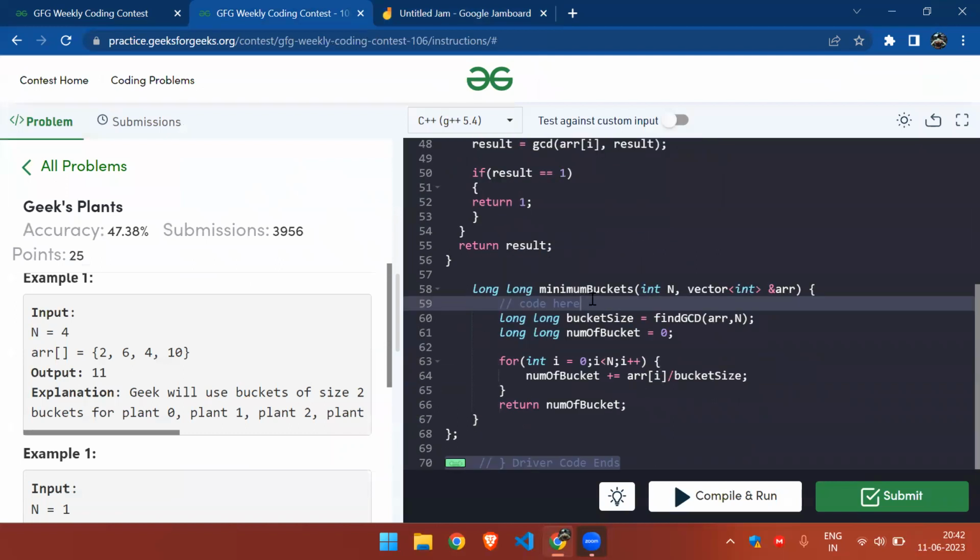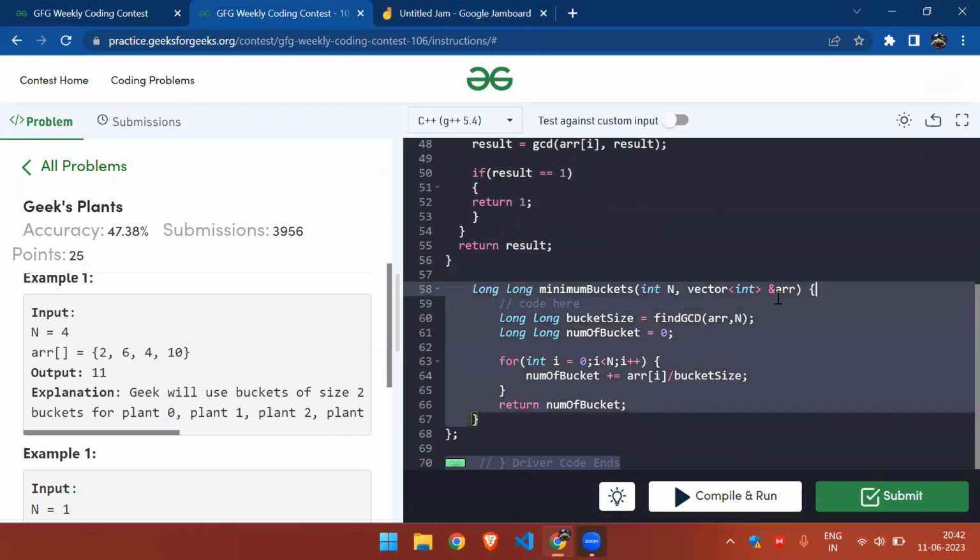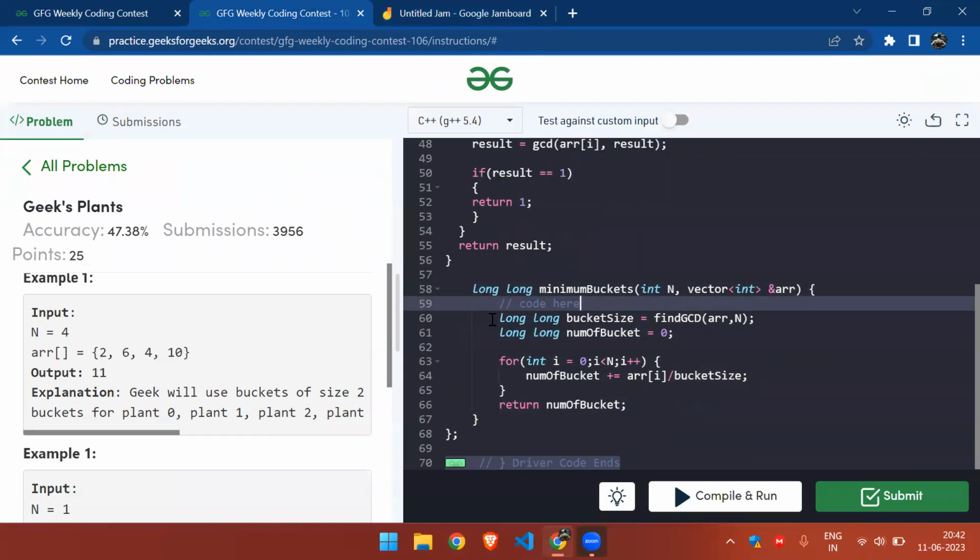As I said, I calculated the GCD to get the bucket size, since the bucket size should water all the plants without any wastage. So I calculated the GCD, then took a number of buckets variable, iterated in the array, and calculated the number of buckets from the array elements.